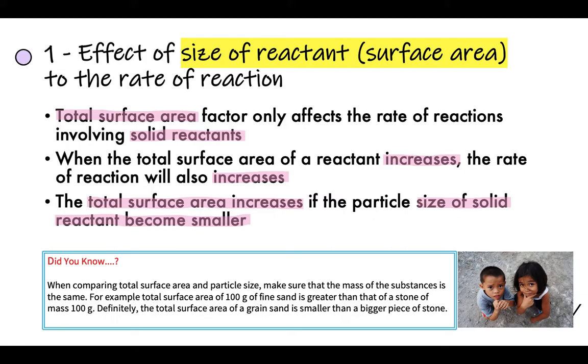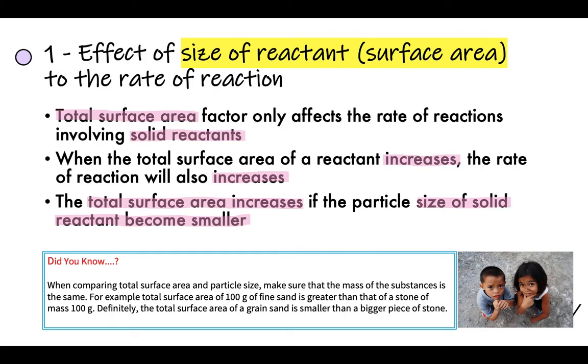Okay, for factor number 1, which is the size of reactant, how does the size of reactant affect the rate of reaction? Okay, for information, total surface area only affects the rate of reaction that involves a solid reactant sahaja. Okay, when the total surface area of the reactant increases, the rate of reaction will also increase. Vice versa lah, sekiranya kita ada total surface area of a reactant decreases, so the rate of reaction will also decrease. Okay, the total surface area increases if the particle size of the reactant becomes smaller. Jadi dia mesti relate untuk size ni, dia mesti relate with the total surface area. And then it is vice versa.